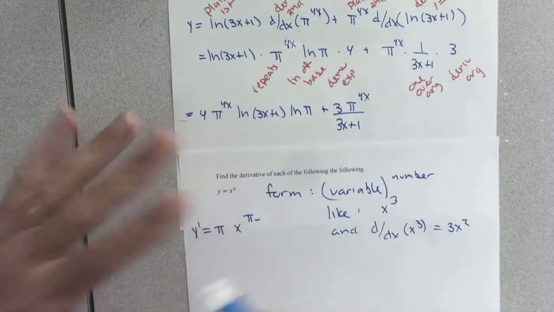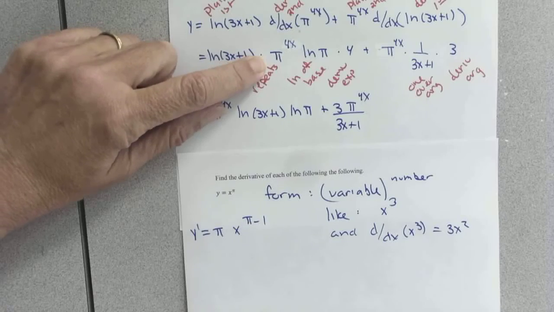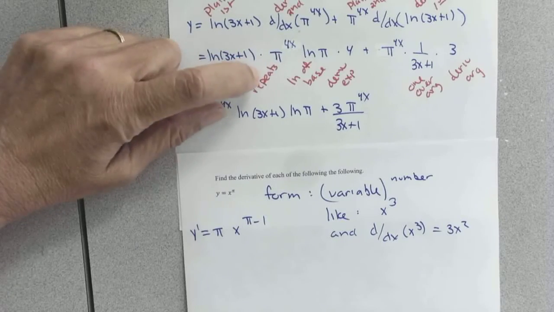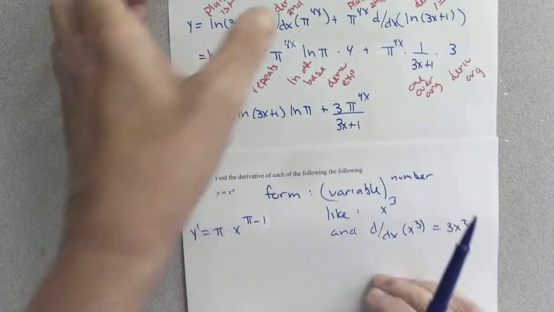And so you have to start being very careful about what your exponentials look like. Is it a variable to a number? If it's a variable to a number, multiply by the exponent, decrease the exponent by 1. But if it's a number to a variable, it's repeats, natural log of base, derivative of the exponent. You've got to look very carefully at these forms.